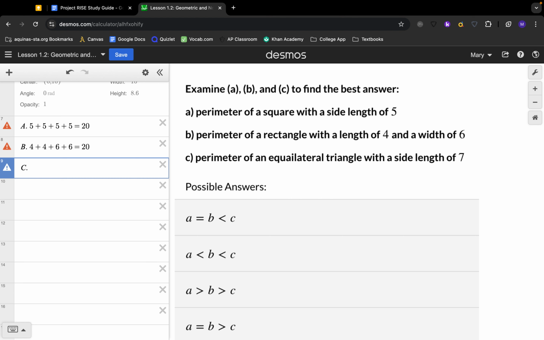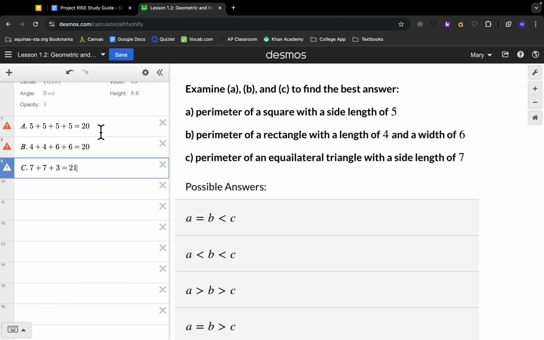So now option choice C, we're told the perimeter of an equilateral triangle has a side length of 7. The key thing to know here is that an equilateral triangle is sort of like a square. All the sides are the same side lengths. And we know a triangle has 3 sides, so we're adding 7 3 times, and this equals 21.